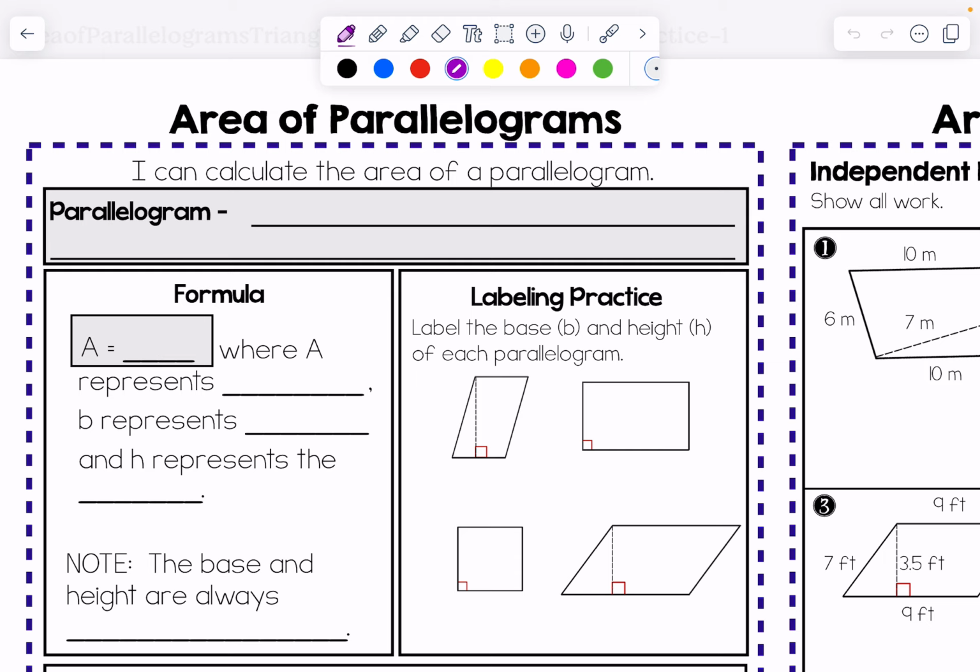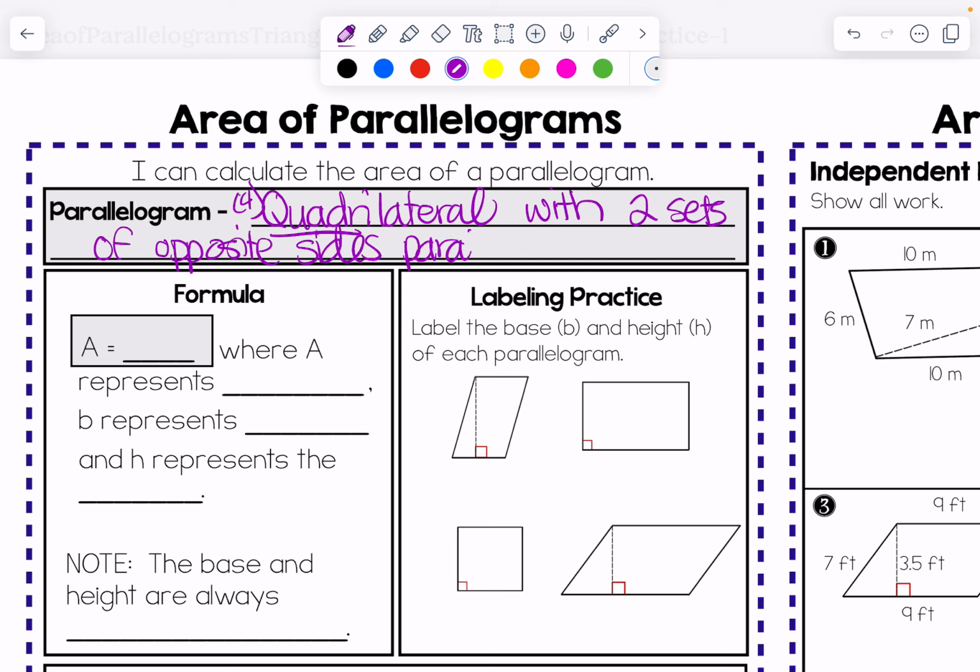First of all, as a reminder of the definition, a parallelogram is a quadrilateral, so it has 4 sides, with 2 sets of opposite sides that are parallel and congruent. Remember, the word congruent means equal.